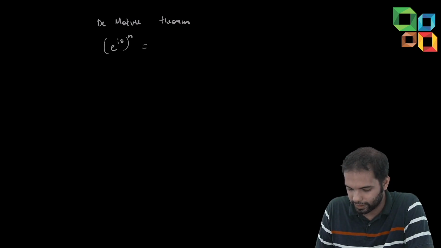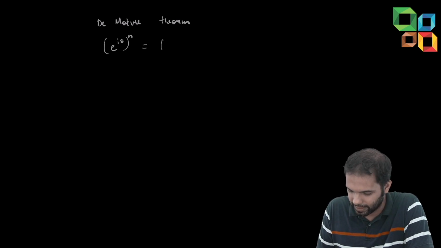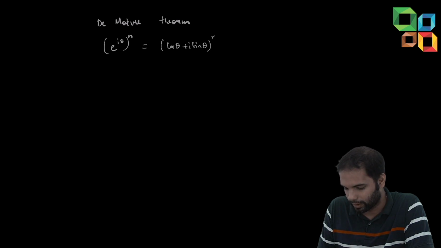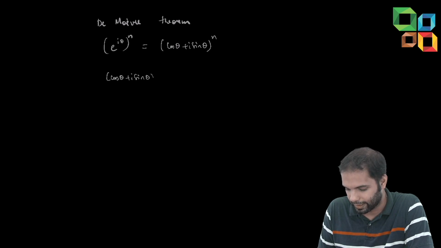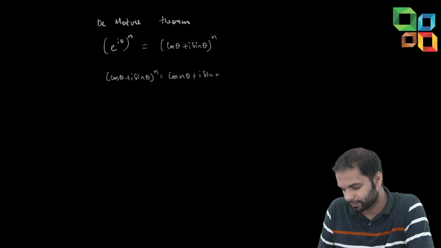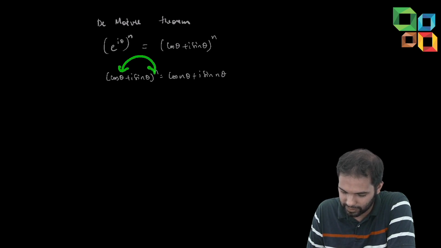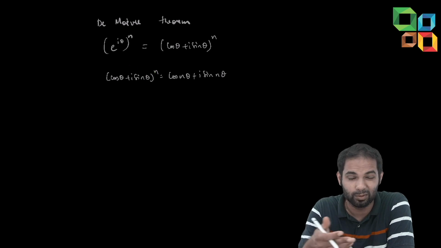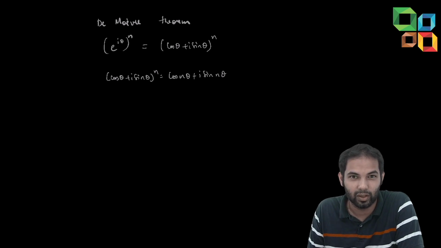Just look at it. We know that e power i theta is nothing but cos theta plus i sin theta, correct? So if I simply write (cos theta plus i sin theta) whole power n, according to De Moivre's theorem this gives you cos n theta plus i sin n theta. Now if I directly give you the formula, we're really not able to see how this is magically happening, because one is an exponential function and one is a trigonometric function.